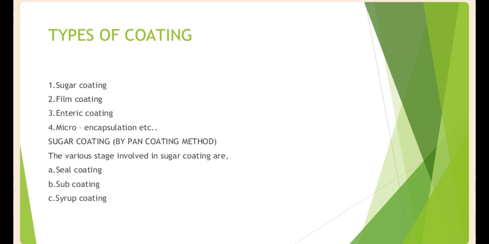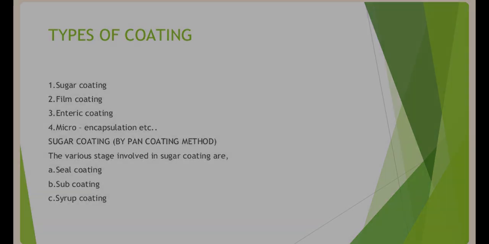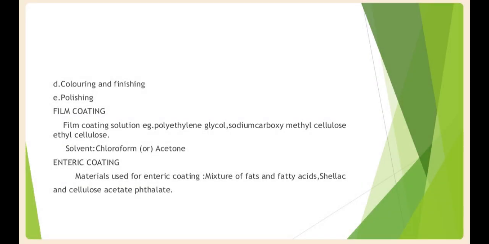Next, move on to types of coating. There are many types of tablet coating. They are sugar coating, film coating, enteric coating, and microencapsulation, etc. First one is sugar coating. This is done by the pan coating method. The various stages involved in sugar coating are seal coating, subcoating, syrup coating, coloring and finishing. Last one is polishing.